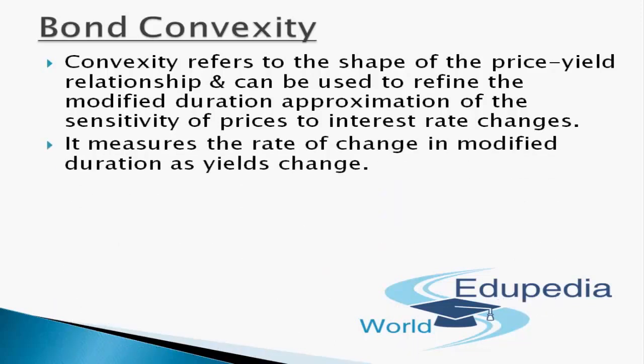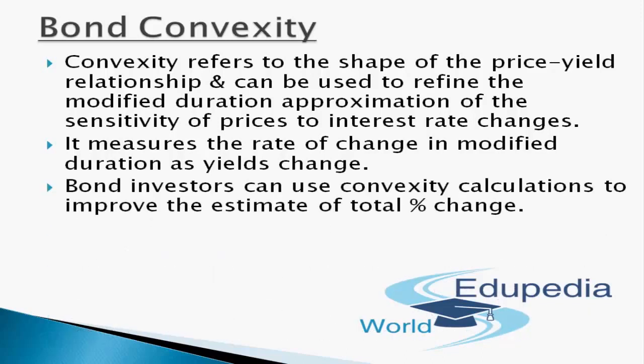It measures the rate of change in modified duration as yields change. Convexity basically helps in measuring the rate of change in modified duration as the yields change, whether they go up or down. Bond investors can use convexity calculations to improve the estimate of the total percentage change in bond prices.